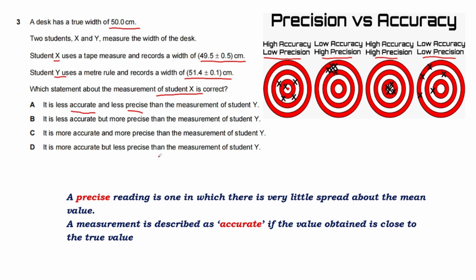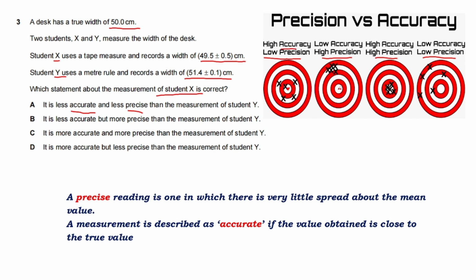Then what is meant by accuracy? A measurement is described as accurate if the value obtained is close to the true value. We have the true value and we need to find out which one is really close to it, right? These measurements are really close to this true value, so it has high accuracy.